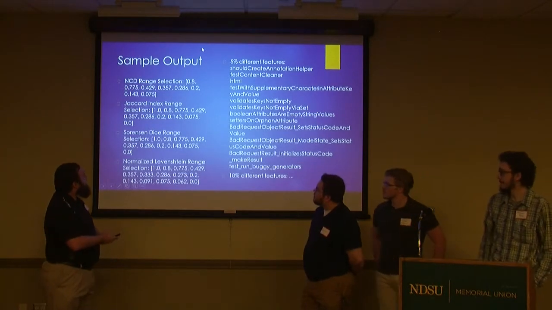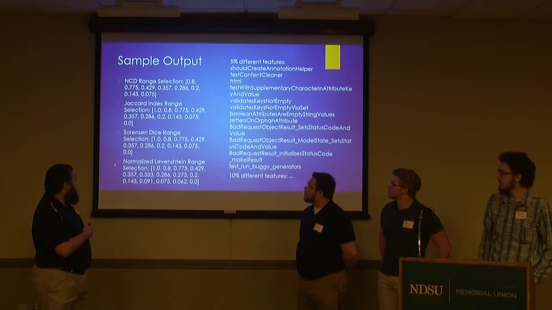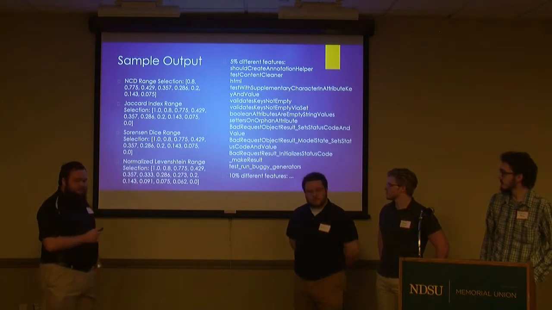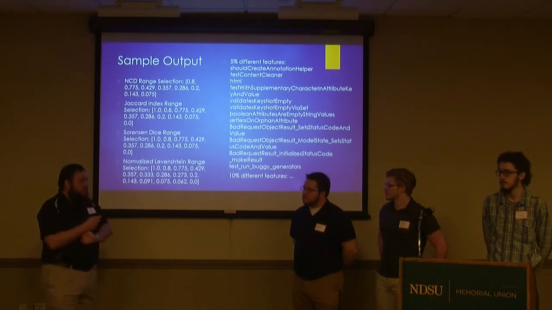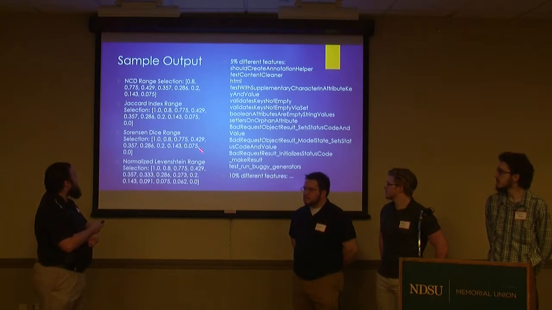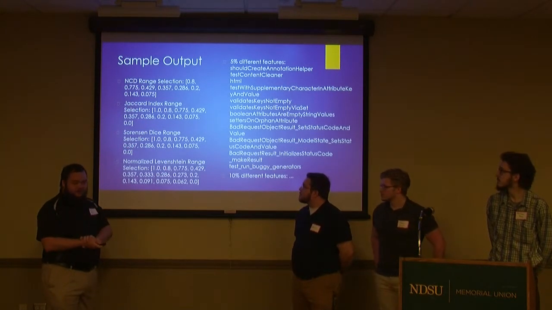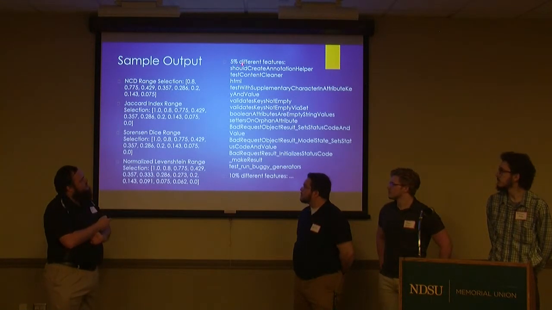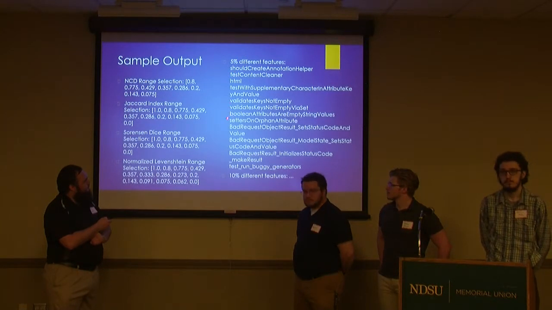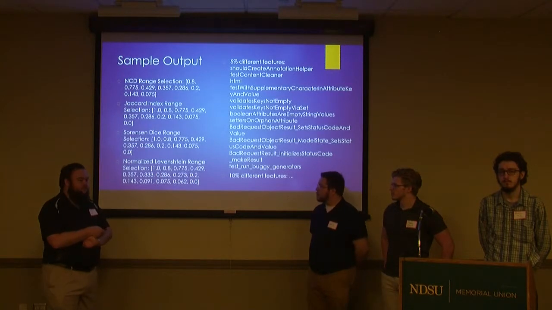And from here's the new form of the output. There's the 4 different range selections. These show the variety from 0 to 1 of similarity of the test case compared to other test cases in the NCD, the Jaccard index, the Sorensen dice, and the normalized Levenshtein. And then another sample bit from the output is showing, when you compare like 95% similarity in test features, it would display all the different ones that are given, and then it would do it for 10%, and so on down to 100%.